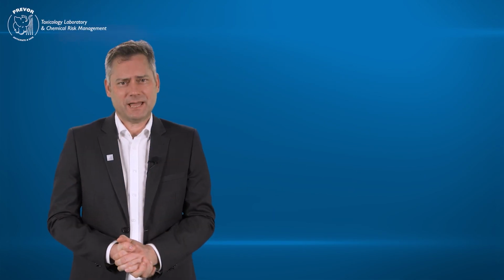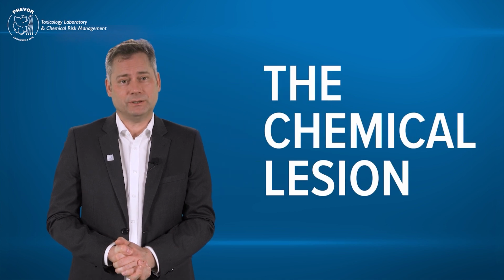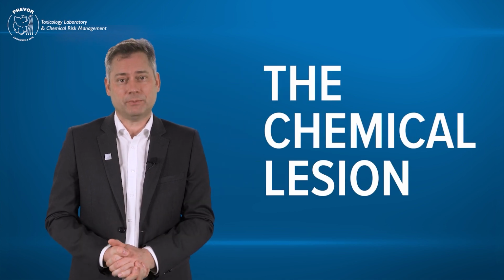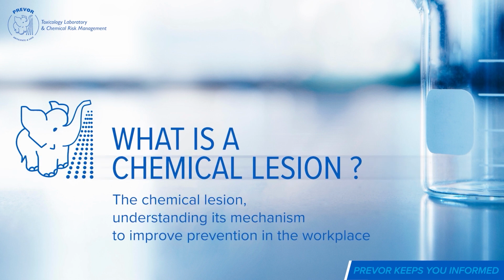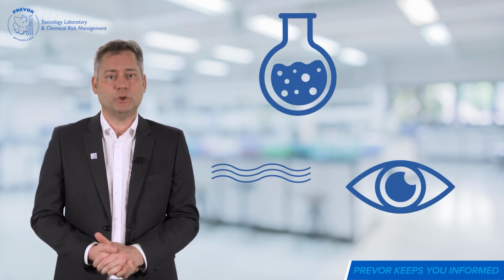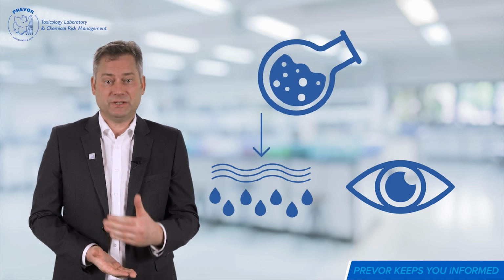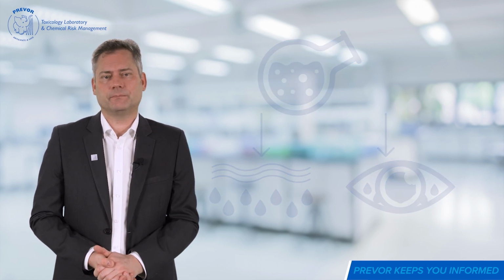Hello. Today, we're going to explain the chemical lesion and how this kind of injury happens. A chemical lesion happens when a chemical product gets in contact with human tissue, as to say the skin or the eyes.